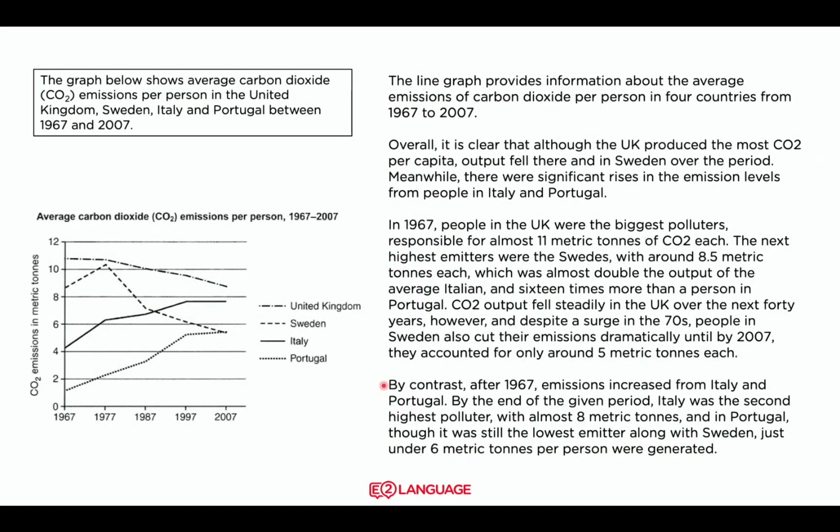And so obviously my next key features paragraph, the end of my task, I'm going to deal with the other 2. So I have to say, well, what happened in Italy and Portugal? By contrast, after 1967, emissions increased from Italy and Portugal. So now I'm dealing with these 2. And by the end of the given period, Italy was the 2nd highest polluter. Notice it changed position with almost 8 metric tons. And in Portugal, though it was still the lowest emitter, along with Sweden, just under 6 metric tons per person were generated. So then I've dealt with this.